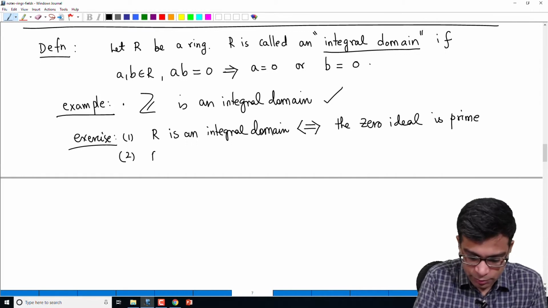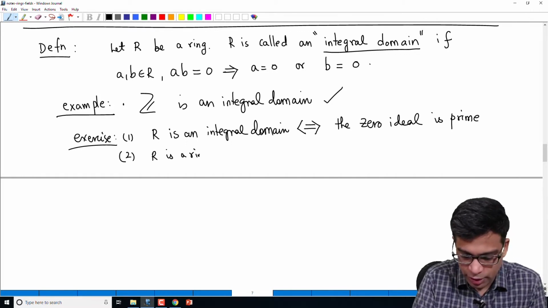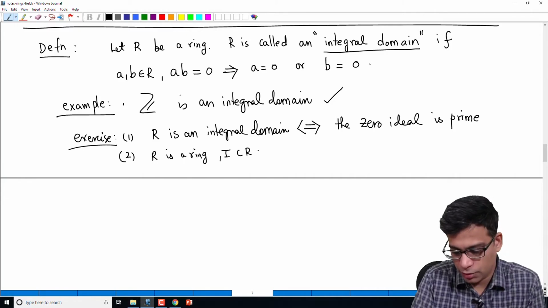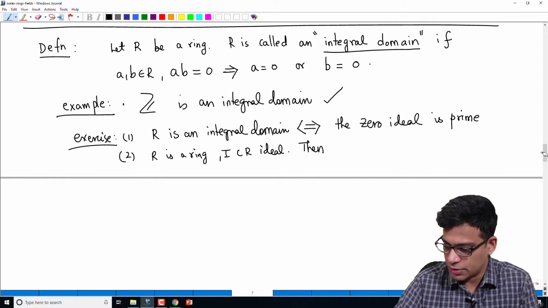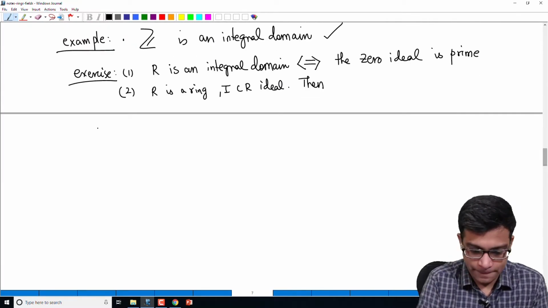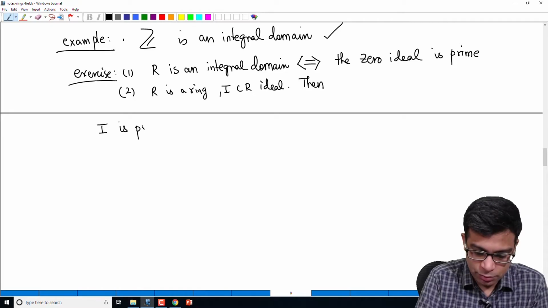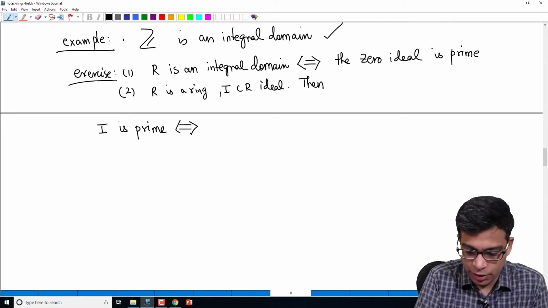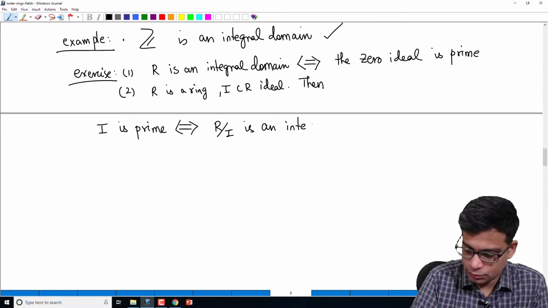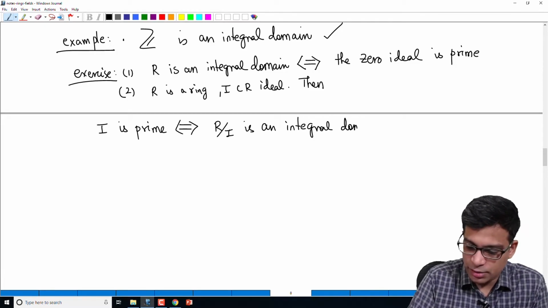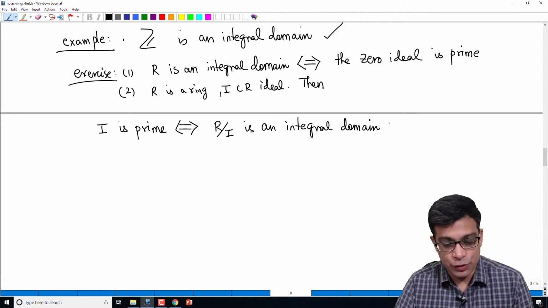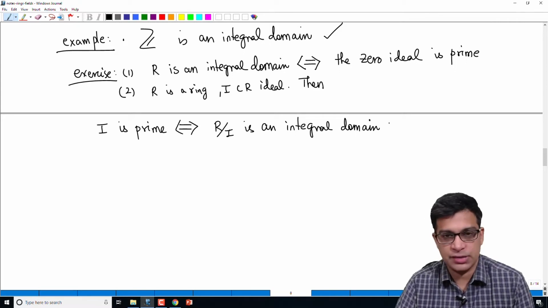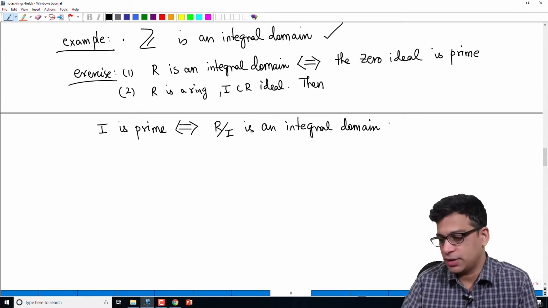An equally simple exercise is the following. Let R be any ring and let I be an ideal of R. Then we have the following equivalence: I is prime if and only if R mod I is an integral domain. This is a characterization of prime ideals. In fact, it is sometimes useful to verify that ideals are prime using this condition. So I is prime if and only if R mod I is an integral domain.